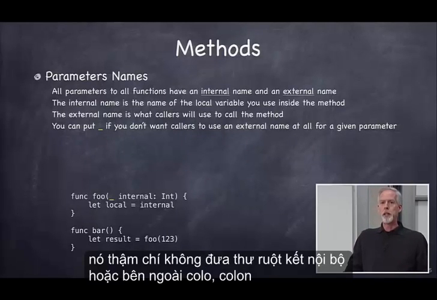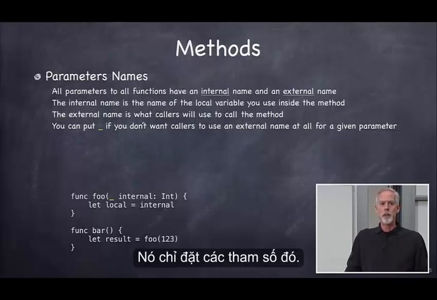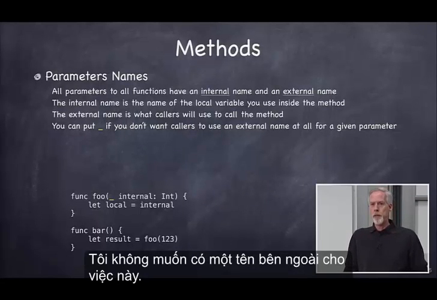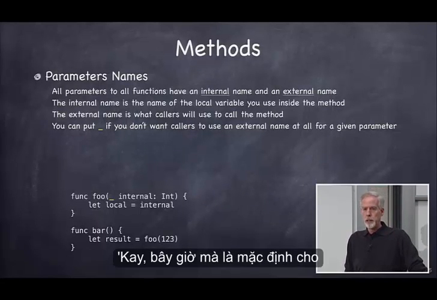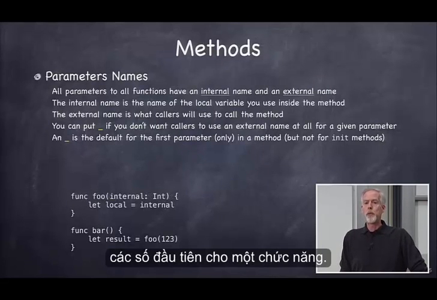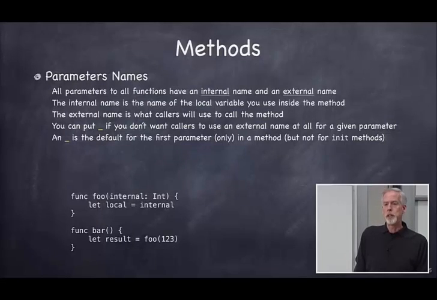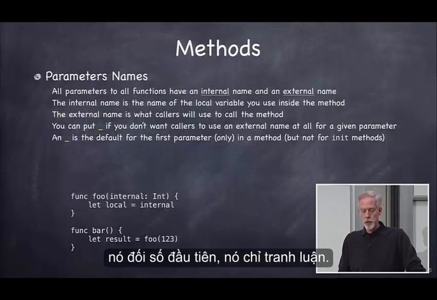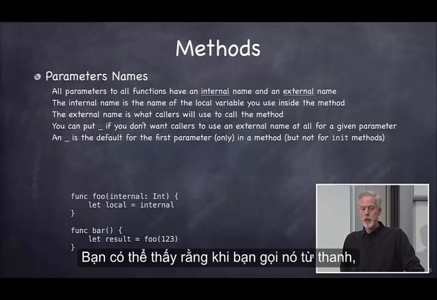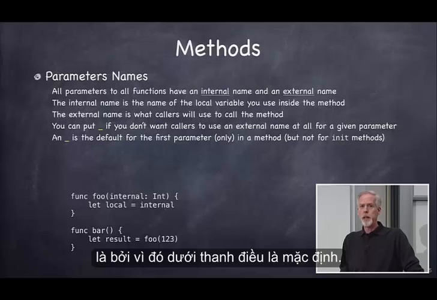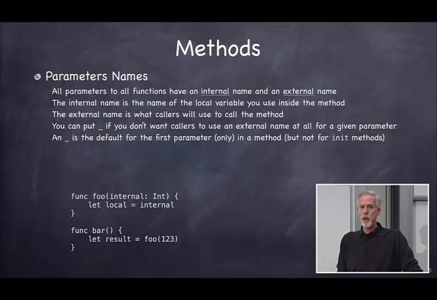It doesn't even put internal colon or external colon. It just puts the argument there. Okay? So the underbar says, I don't want to have an external name for this. Now, that is the default for the first argument to a function. So foo only has one argument, its only argument. You can see that when you call it from bar, you don't say internal colon. That's because that underbar thing is the default.